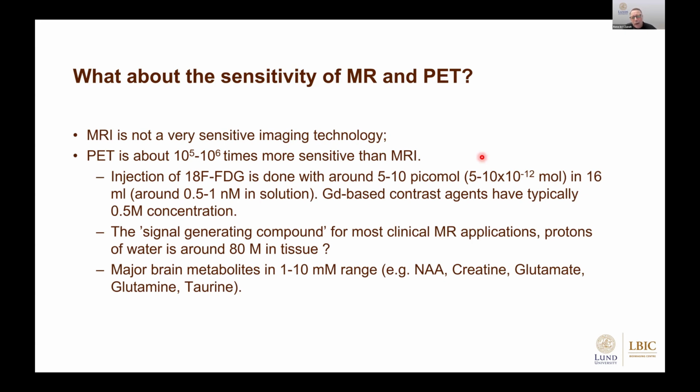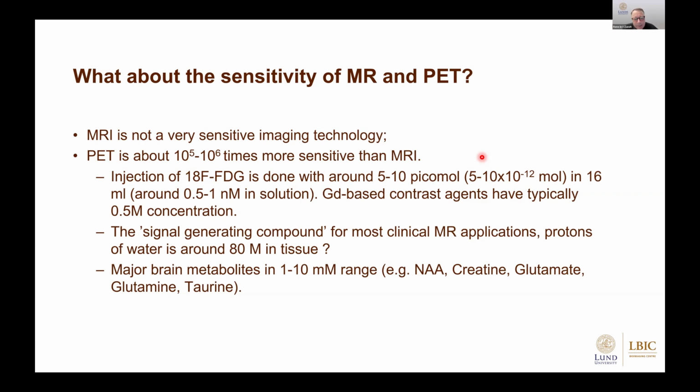It's a very low amount. It also means that safety profiles are way easier to deal with than with MR. Gadolinium-based agents have about 0.5 molar concentration, so it's a huge difference. And if you look at the signal we normally get in normal imaging in MR, the protons from water and fat, water is about 80 molar in concentration. So it's a completely different ball game that MR is using, but the combination of high concentrations of water still saves the technology in a way.